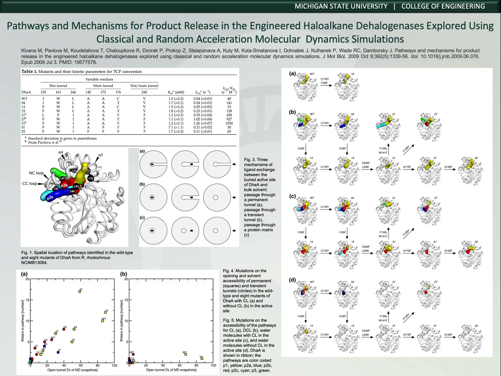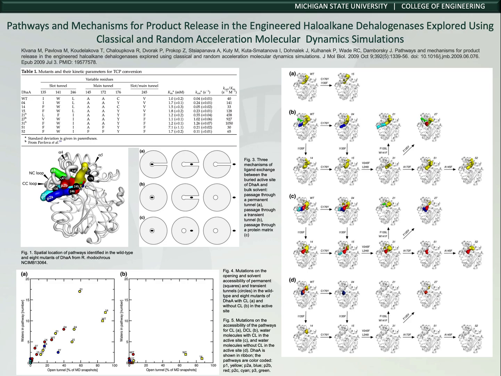So here they studied the releasing pathway behavior of 2 dehalogenation products of TCP, being the chloride anion, Cl, and DCl. In their study, they had 8 mutants of the DHA carrying mutations at the residues lining the 2 tunnels, and the effects of the mutations on the accessibility of the pathways and the ligand exchange were analyzed and compared with the crystal structures of the wild type.